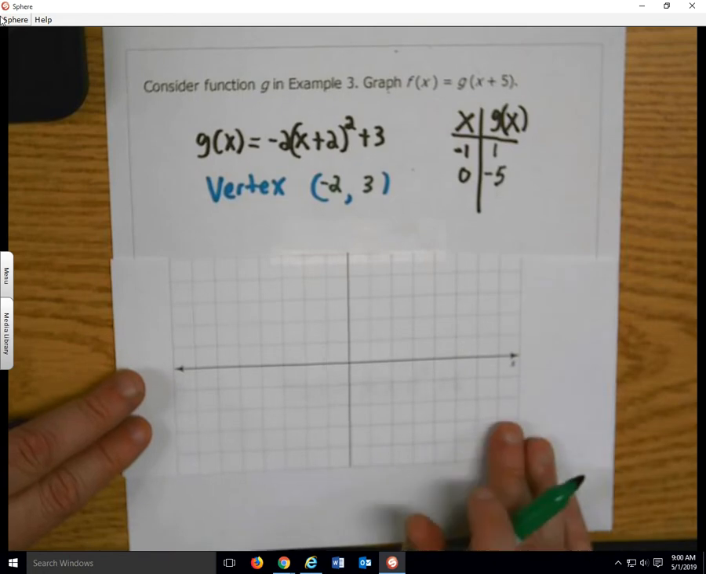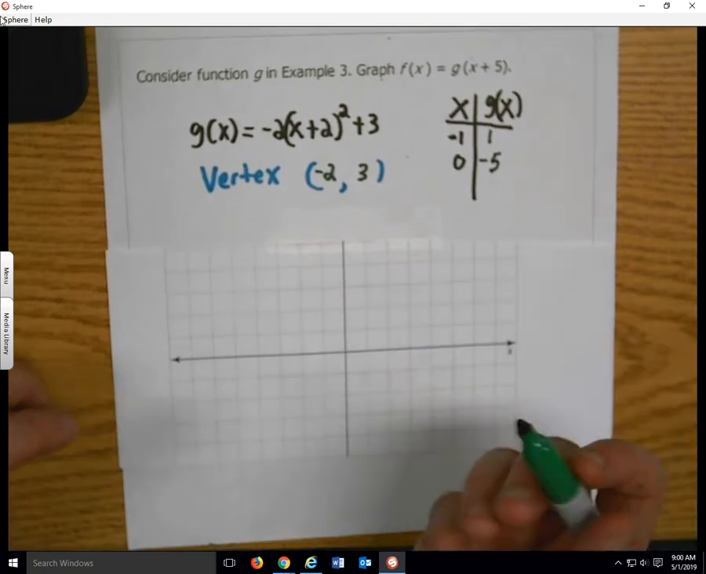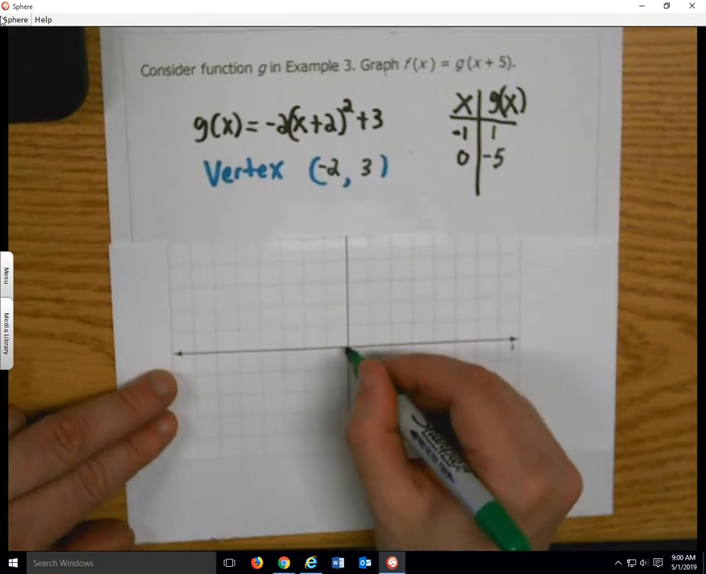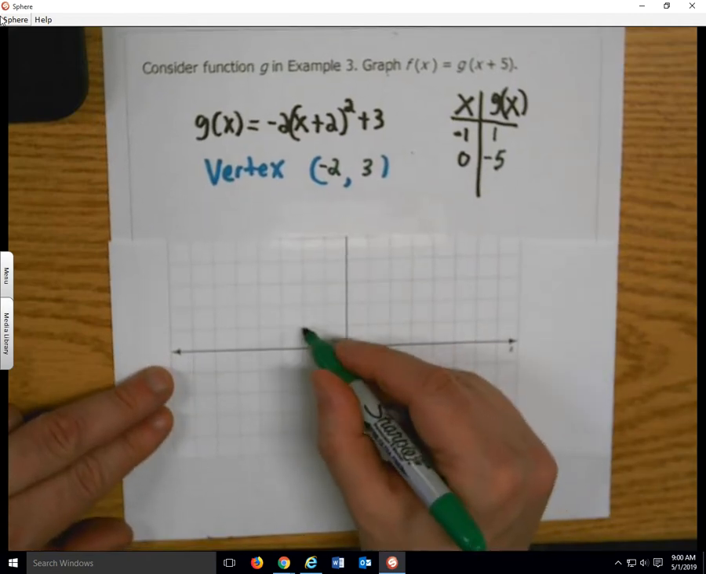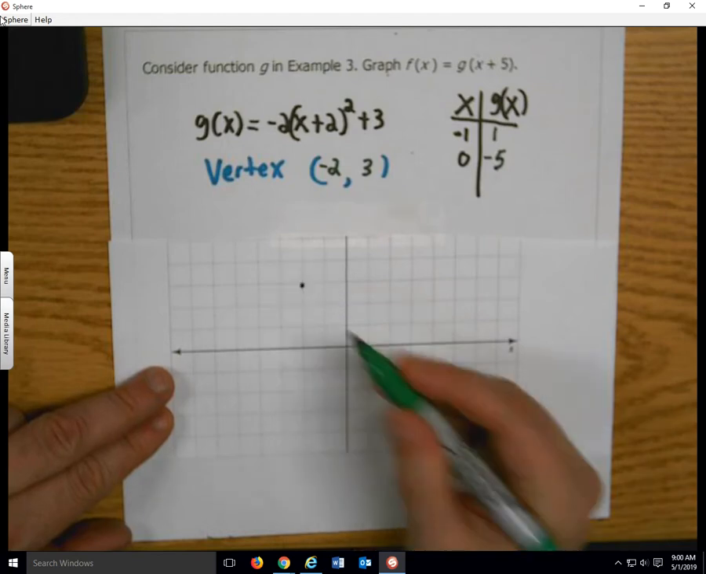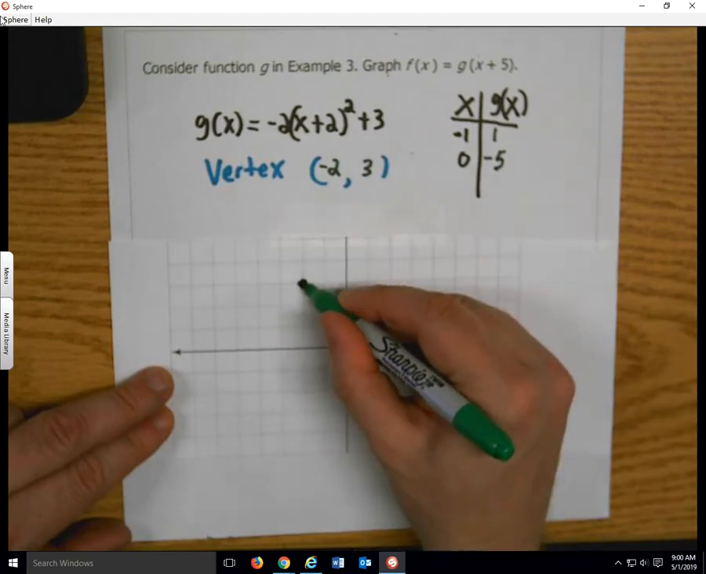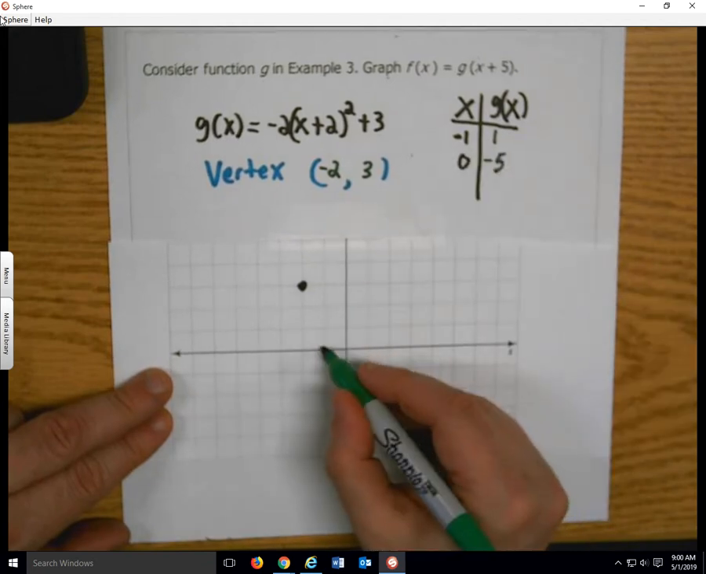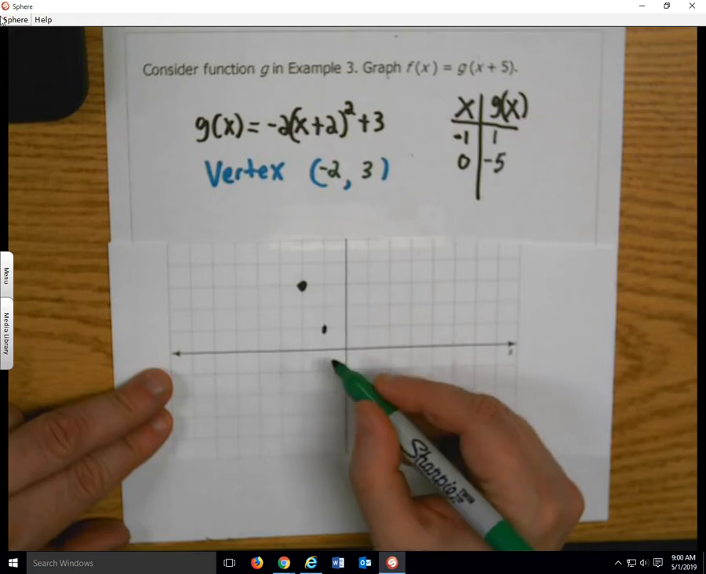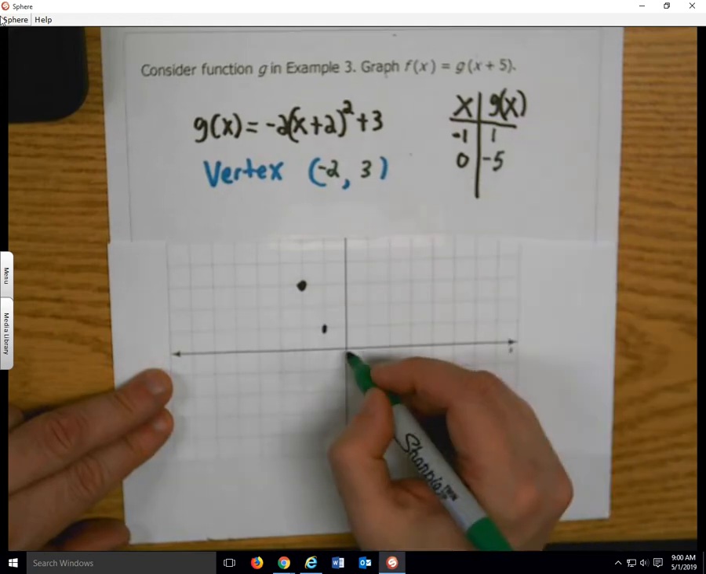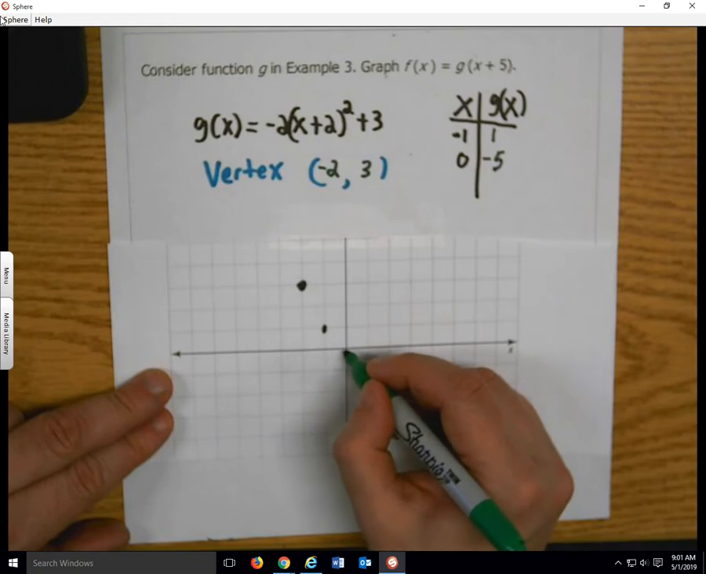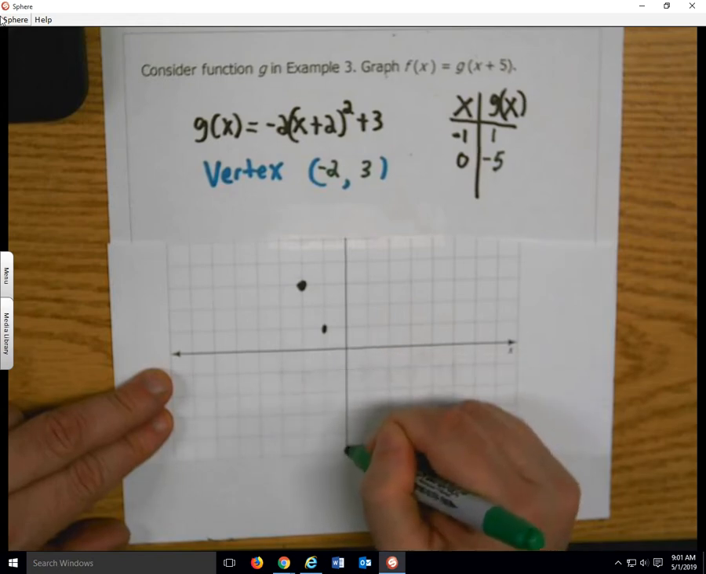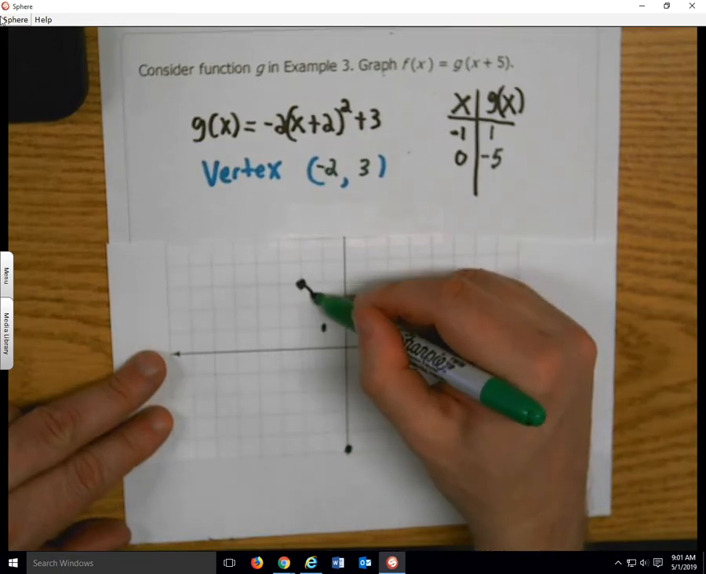So we have our vertex, and we have 2 other points. We should be able to graph this, and let's just do that. I'll use a green marker since I wrote it in green. So the vertex is negative 2, 3. 1, 2, 1, 2, 3. Good. There's your first plotting point. Another plotting point would be negative 1 and 1. So negative 1 for the x, the g of x would be 1. Good. And then a 0, negative 5. So x is 0, y would be 1, 2, 3, 4, 5. There's our 3 points. So we have half of the parabola done.